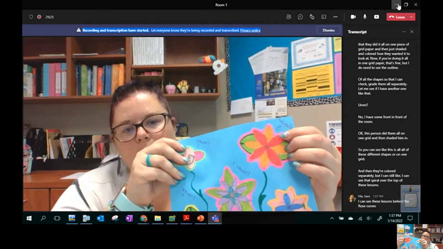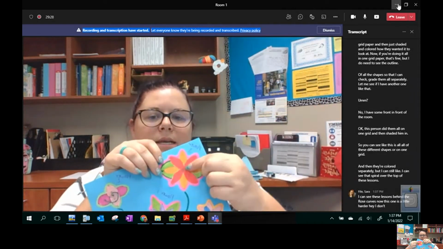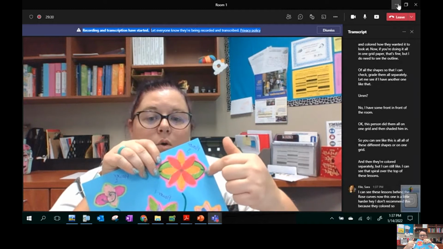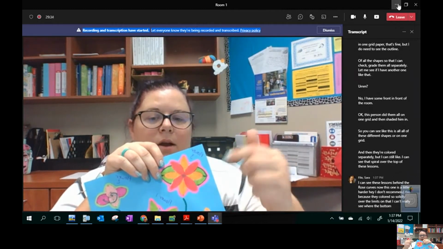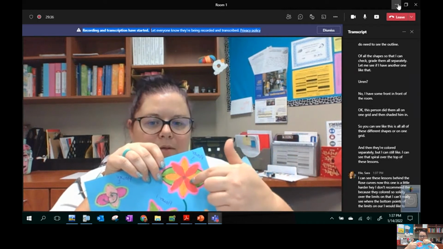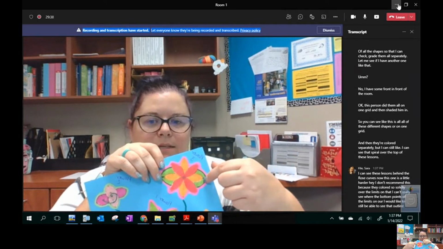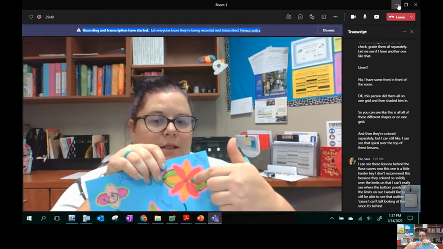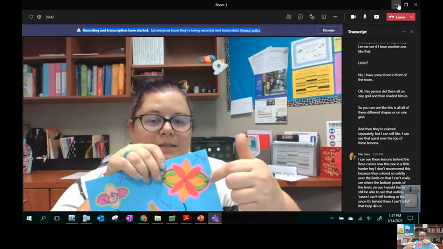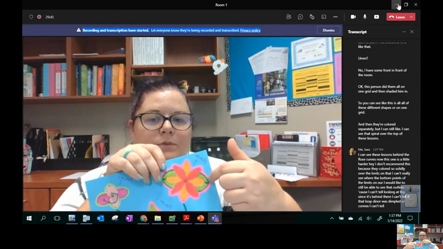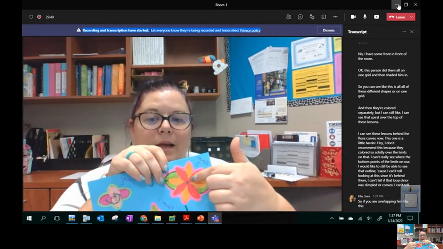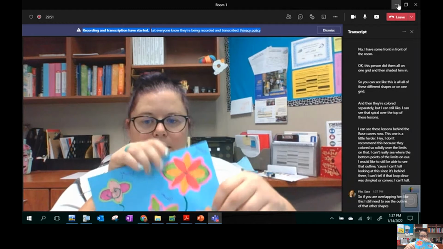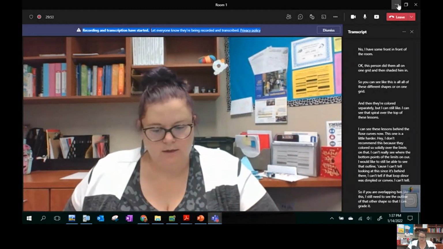Now this one is a little harder. Okay, I don't recommend this because they colored so solidly over the limaçon that I can't really see where the bottom points of the limaçon are. I would like to still be able to see that outline because I can't tell looking at this since it's behind there. I can't tell if that looped in or was dimpled or convex. I can't tell. So if you are overlapping them like this, I still need to see the outline of that other shape so that I can grade it accurately.